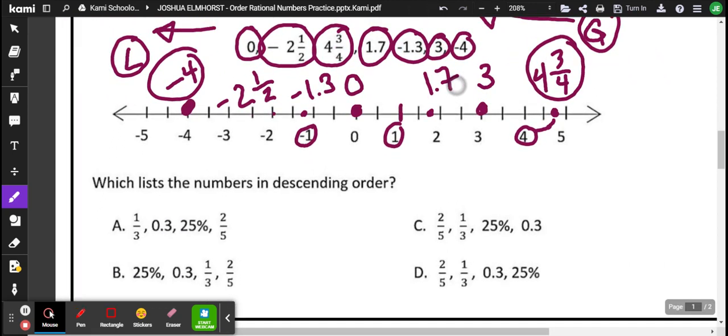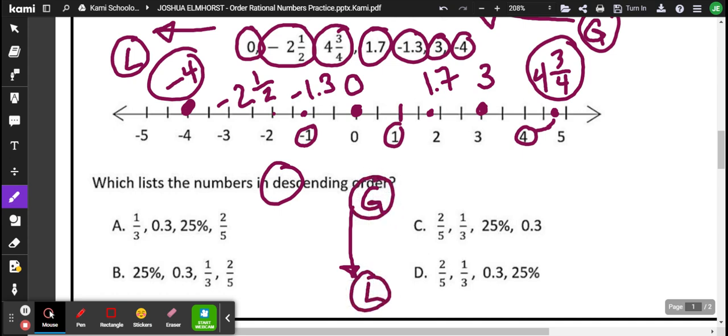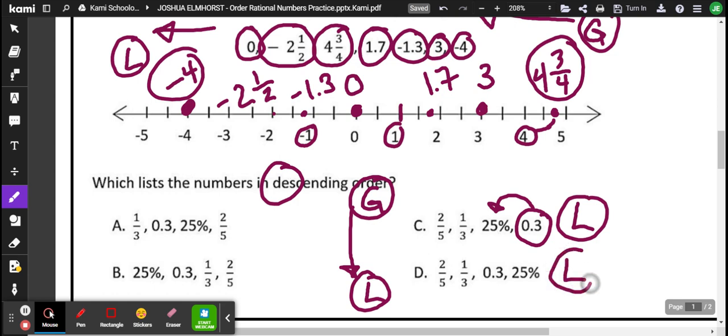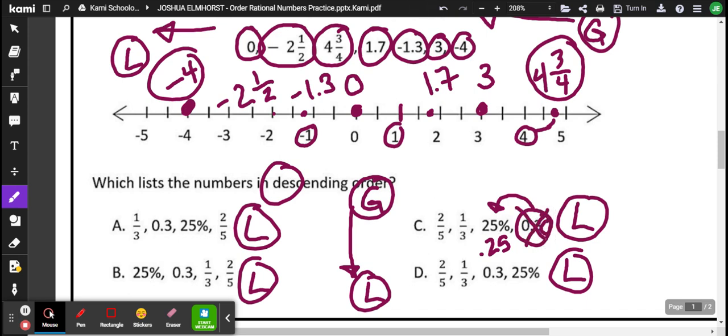And the last example on the first page, descending means you are going down. Going down means you need to start with the greatest and go to the least. So right here, the least should be on the right side. So if you look at 25%, 25% is going to be 0.25, and that's going to be 30%. That one is not the least.